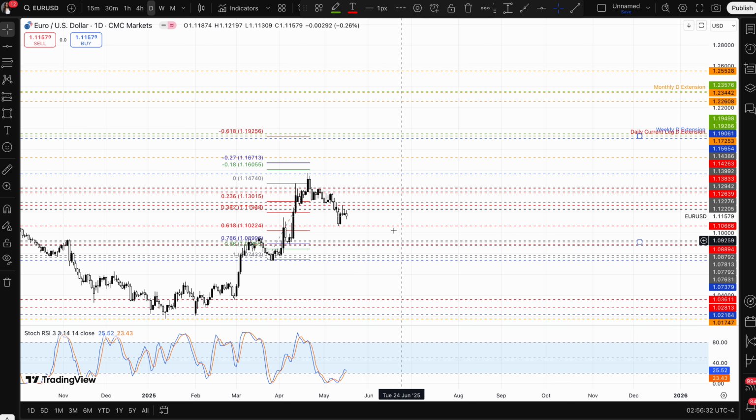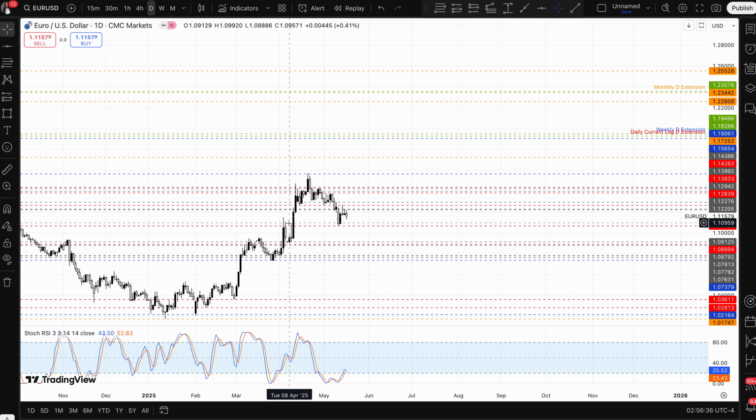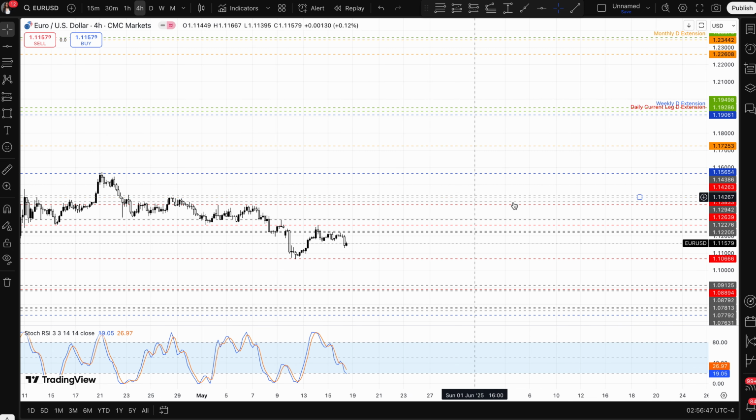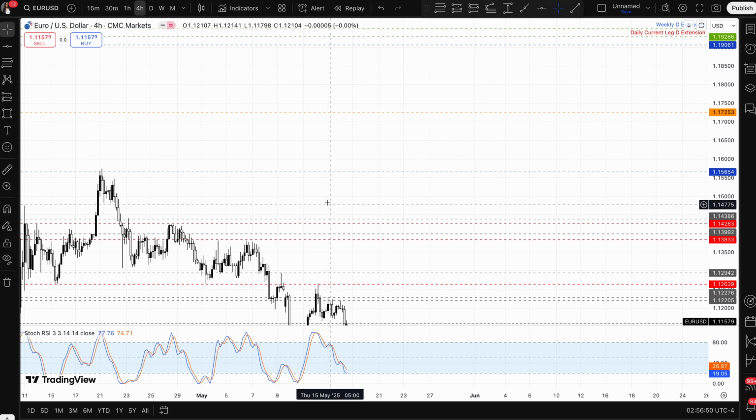All right. Cool, right? Boom. All right. So which falls in line with the weekly D extension. Interesting. So because we hit the D extension here, right? We had a swing high. Now I'm going to go down to the lower time frame. I want to look at price to the downside now.